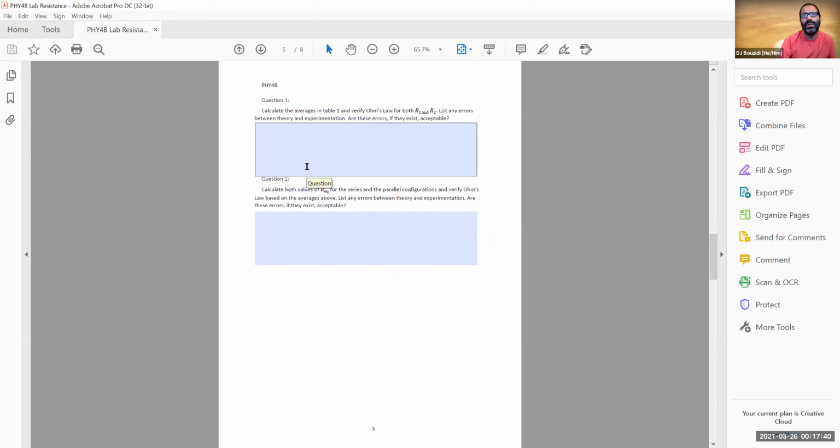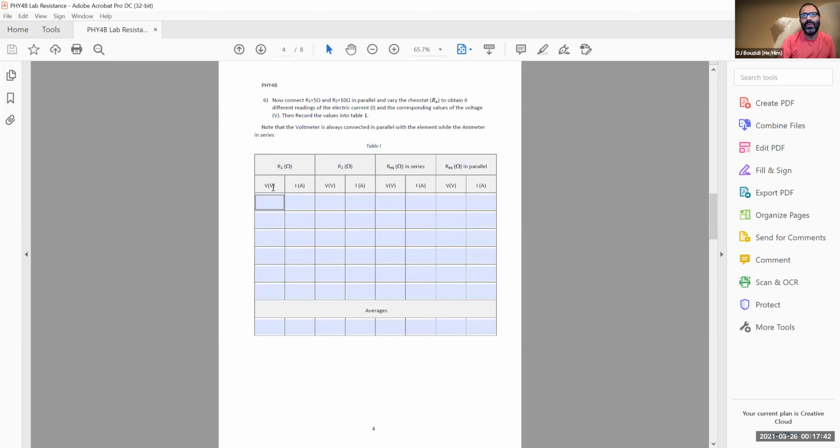At this point, you're going to calculate R1 by taking this average over this average. So you take the current in here and you take the voltage. Voltage over current should be R1. Remember, it's supposed to be 5 ohms. Are you getting 5 ohms?